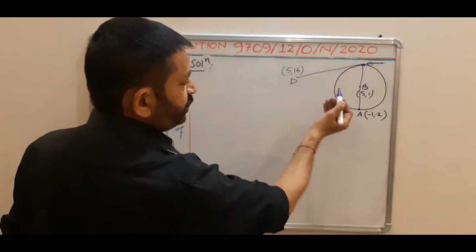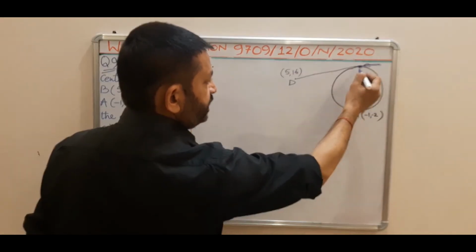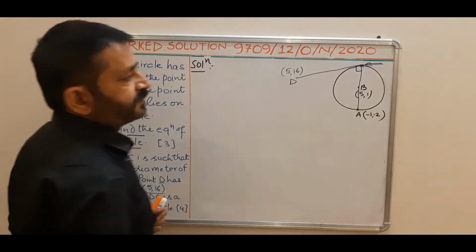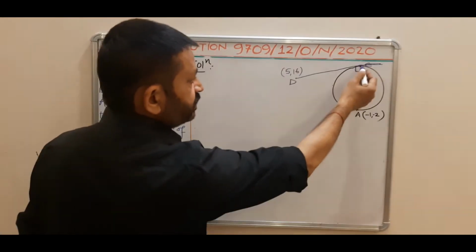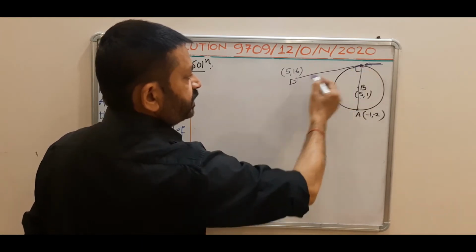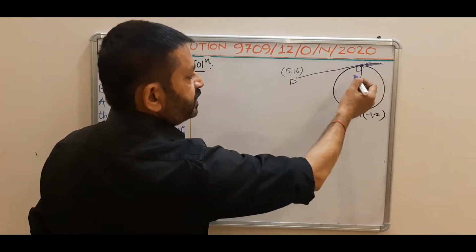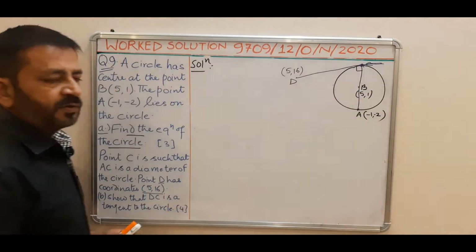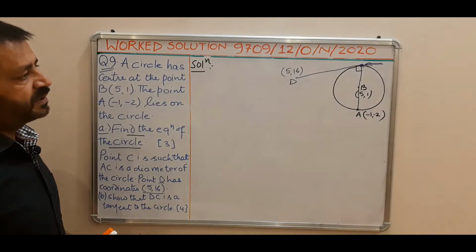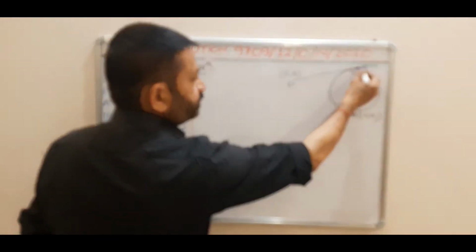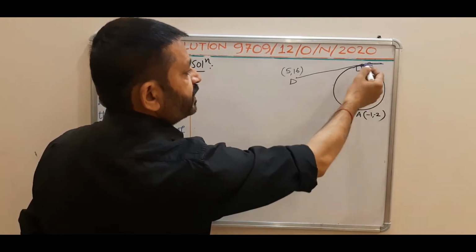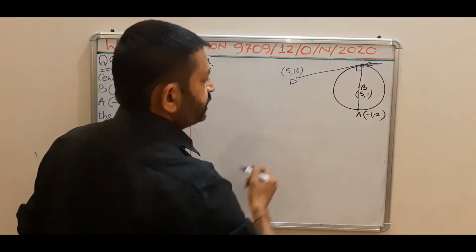For that, what we need to show is that DC and AC are perpendicular to each other. This is the property of a circle, that the radius is always perpendicular to the tangent at the point of contact. So at C we will check if DC and AC are perpendicular, which means DC is a tangent to the circle. So our first job is to find the coordinates of point C.